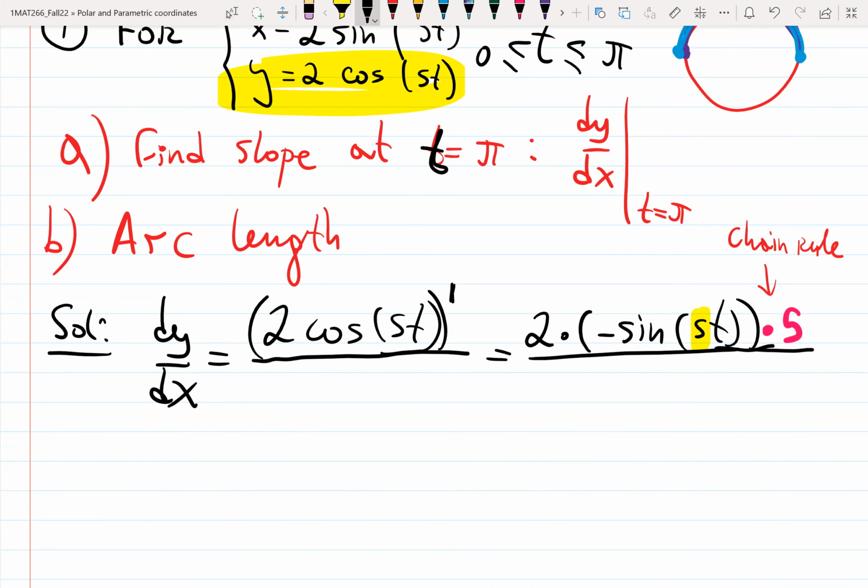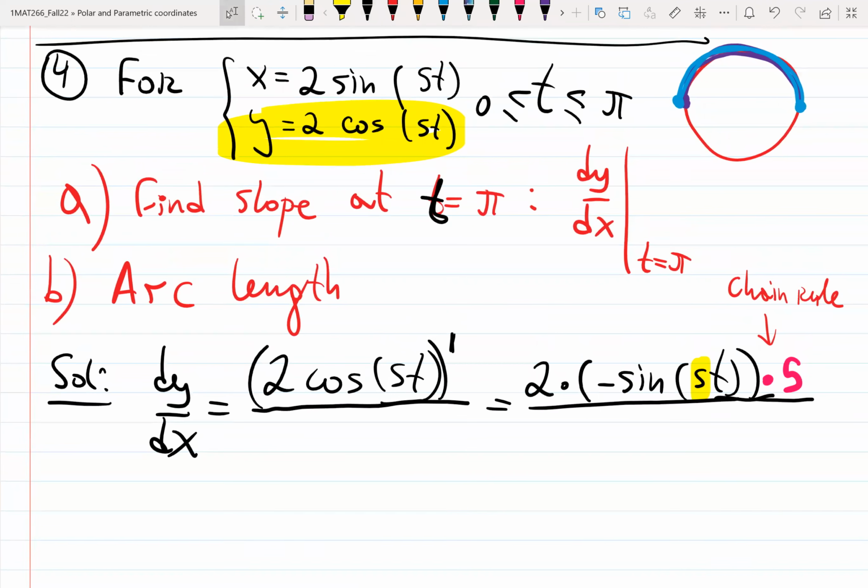See what I did? Instead of writing the formula, I just jumped into differentiating right away. Remember, you don't integrate, you differentiate. Derivative of cosine is minus sine, and then multiply by the derivative of the function inside, and the function inside is 5t, and derivative of 5t is 5. Epic.